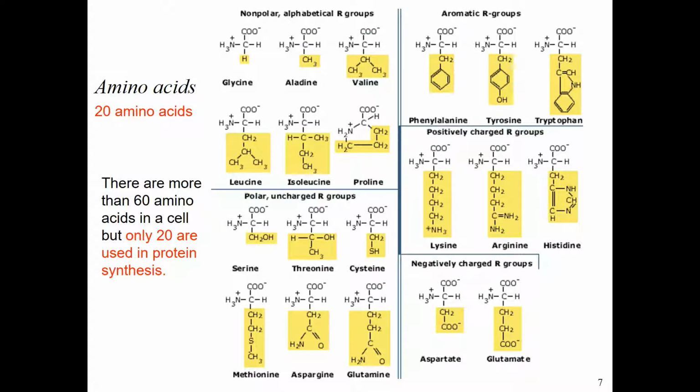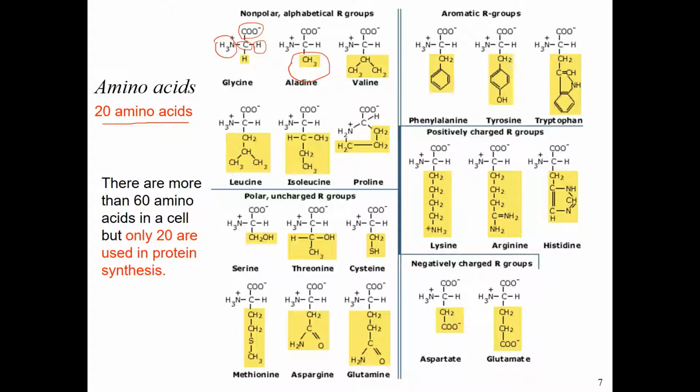Here we see the 20 amino acids that are required for protein synthesis. If you look carefully, these amino acids all are different because of their R group. They all have the same carboxyl group, amino group, and a hydrogen connected to the carbon in the center, and the R group is different for different amino acids.